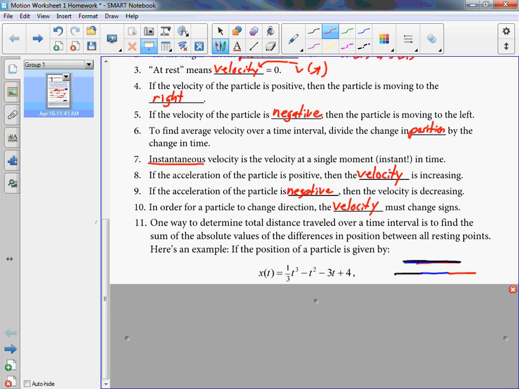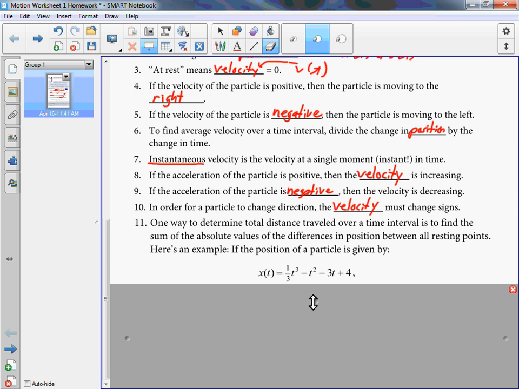Now, we did more work than was necessary. If it never changes direction, we can just measure the ending position minus the beginning position, and that's the total distance. But if we don't know whether or not it's changed direction, our first method will work, won't it? Okay? So, here's an example.